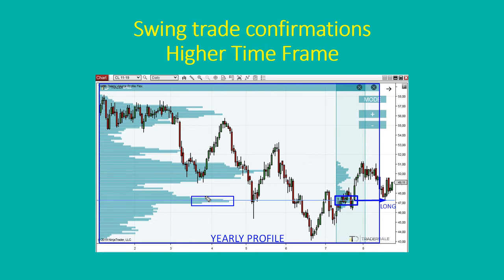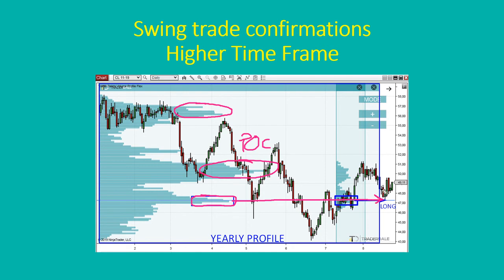also for very significant zones, which you can spot right on the yearly profile. There is such a zone right here, or for example, also in here, and of course, this is the point of control. All right, those are significant zones. One of them is confirming our level, which gives you much more confidence when trading it.